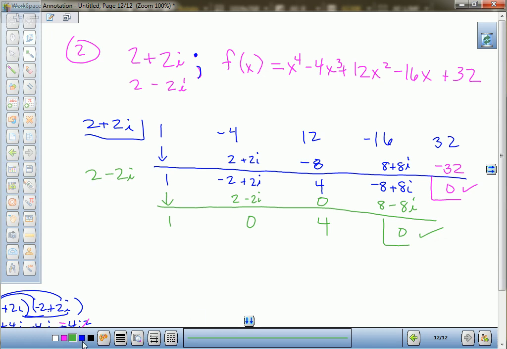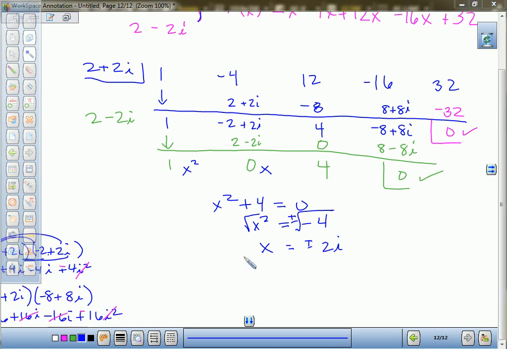And that's going to happen every time. And so this is my x, and this is my x squared. So I'm left with x squared plus 4 equals 0, which is easy to solve. You don't even have to use quadratic. Move the number over, take the square root when you get the positive and the negative of that, and we get plus or minus 2i. So all my roots are 2i, negative 2i, the one I was given, 2 plus 2i, and then 2 minus 2i. And we found them all.